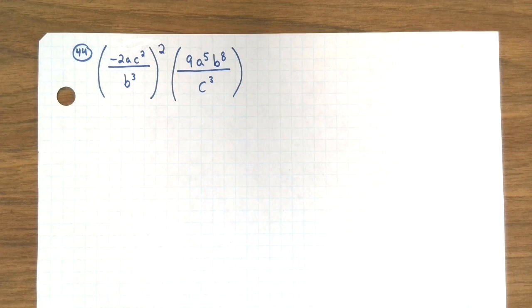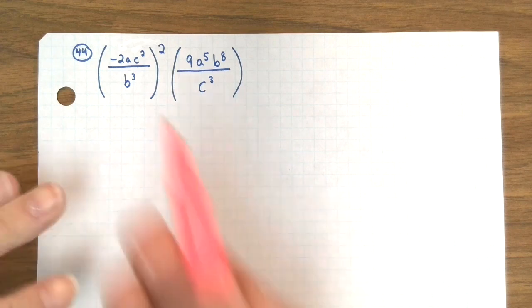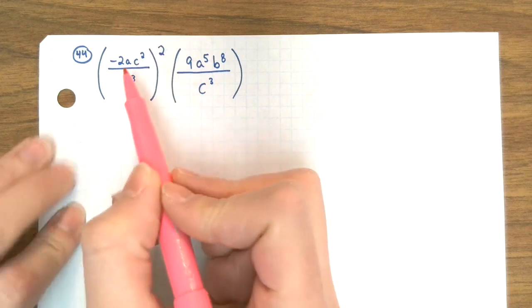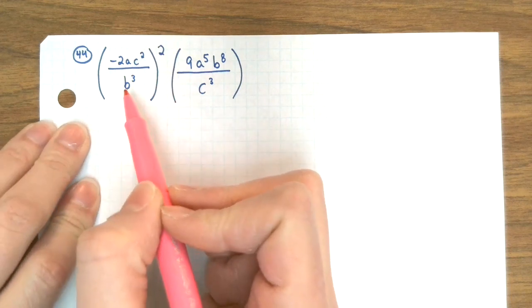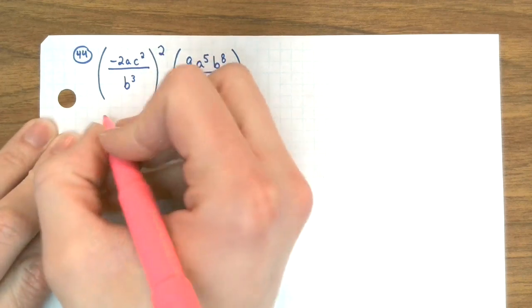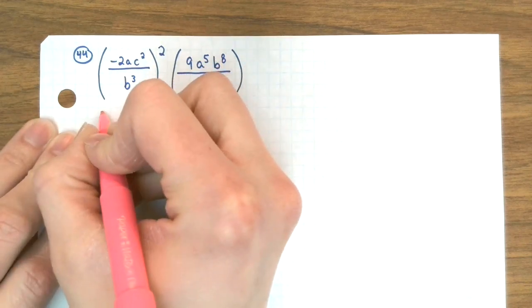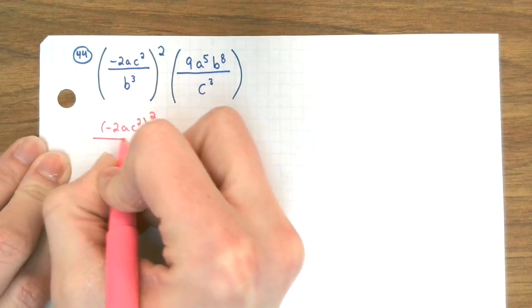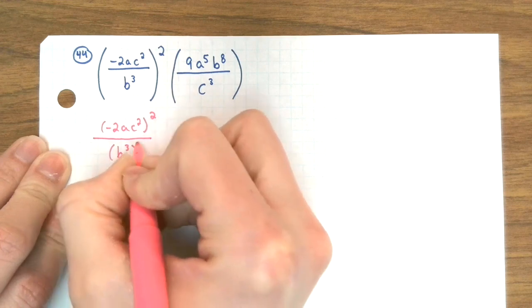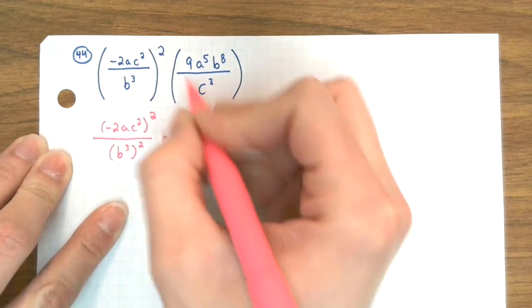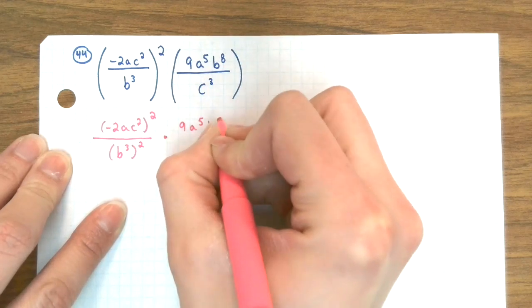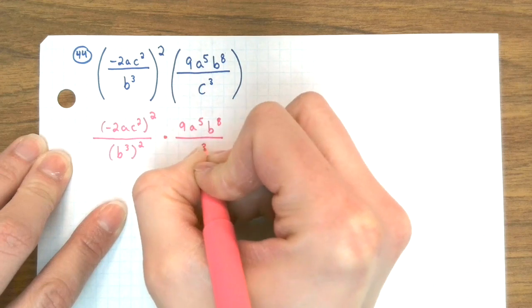This last example, number 44, is going to be a little bit more involved, but again, start with that exponent. And this exponent, again, is going to be that quotient-to-power rule. So we're going to take this squared, and we're basically going to distribute it to both the top and the bottom part of this quotient. So we're going to write this in parentheses. We're going to write this as negative 2ac squared all squared over b to the third squared. And then we can go ahead and lose the parentheses over here and just rewrite this as 9a to the 5th times b to the 8th all over c to the 3rd.